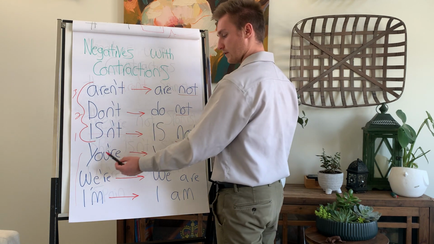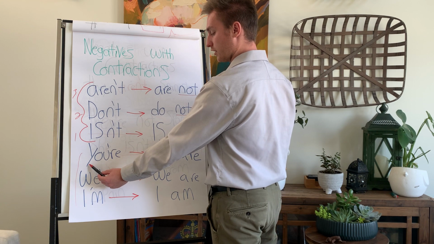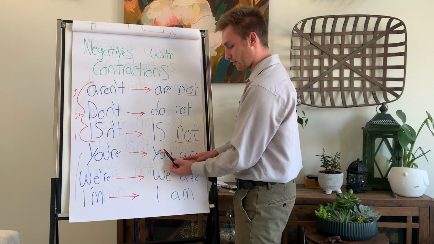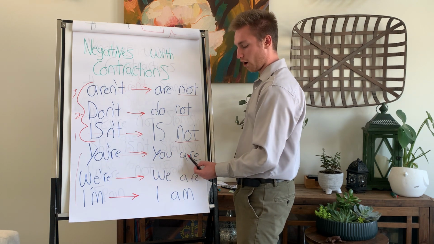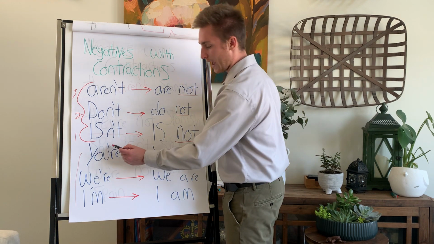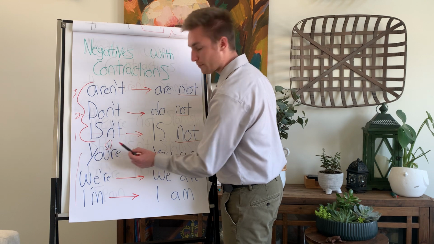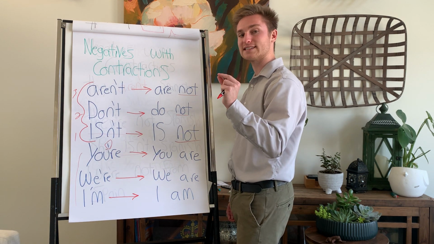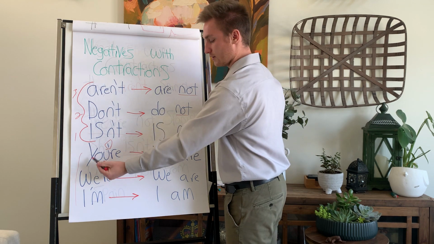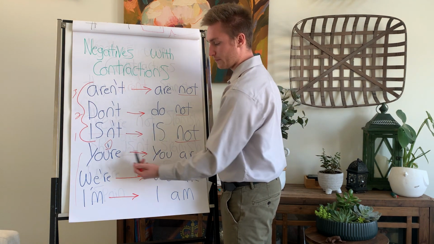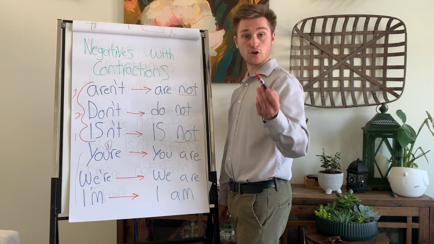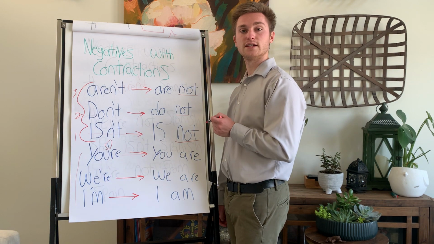So, the first one, you're. This is the long version, you are. Now we add the apostrophe. Remember, we need the apostrophe to condense it. So you are becomes you're. Can you say it? You're.